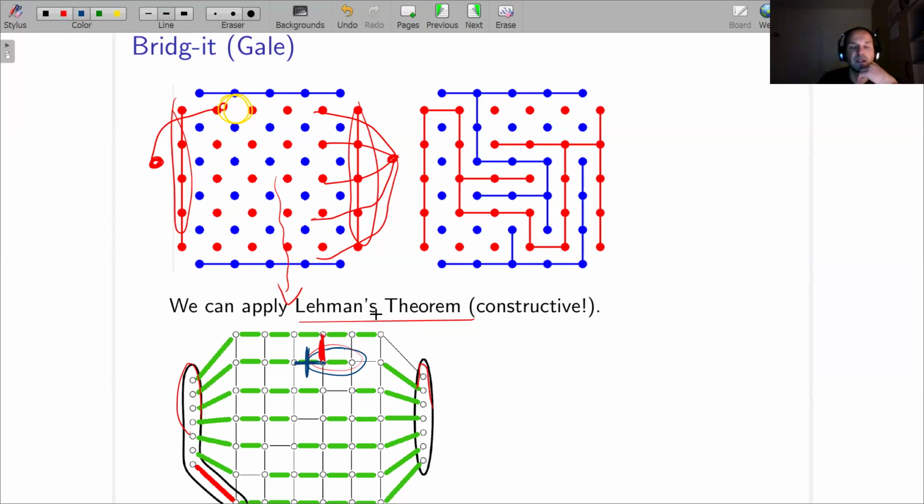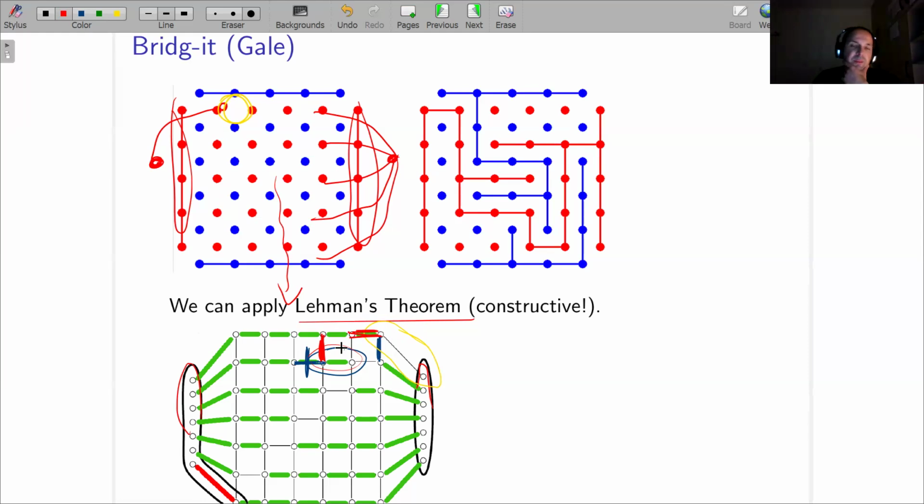Now, if blue plays within the non-green, for example, let's say here, then this part of the non-green is disconnected from the rest. Then red can play this and reconnect this part of the non-green with the rest. And continuing, these two disjoint trees intersect on more and more red edges until a red spanning tree is claimed.